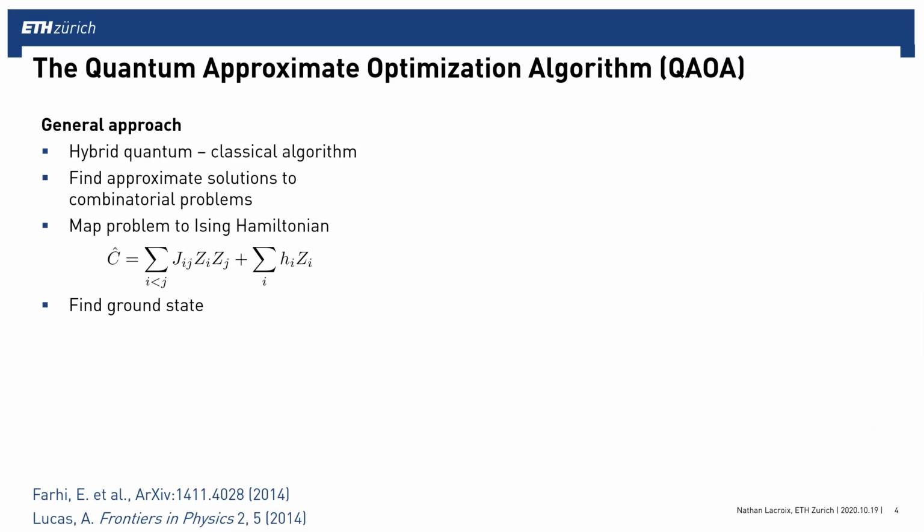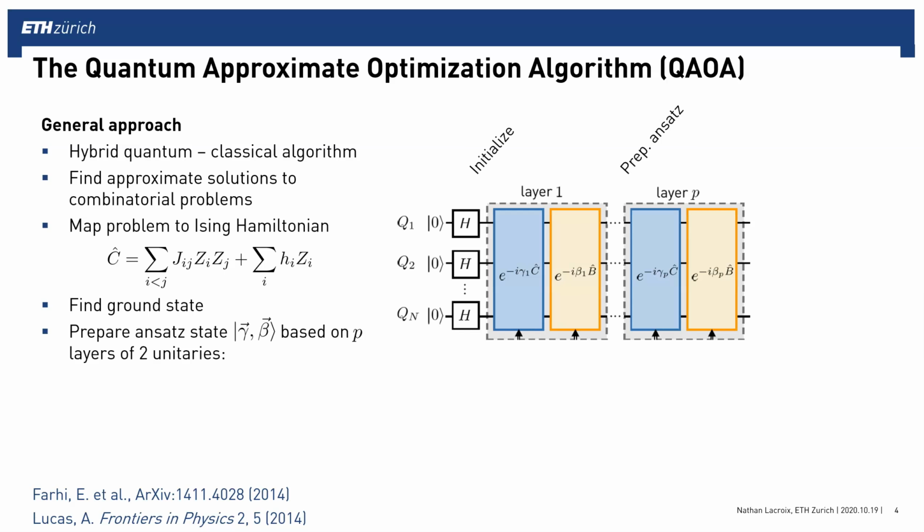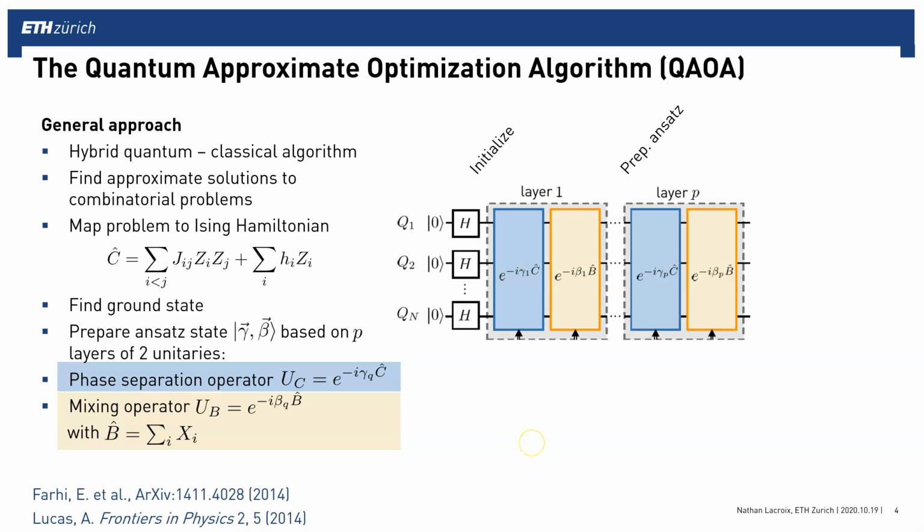It then tries to find the ground state by preparing an ansatz state based on p layers of two alternating unitaries. The first unitary is the phase separation operator, which is a function of the problem Hamiltonian C, and a layer-dependent continuous variational parameter called gamma. The second unitary is a mixing operator UB, which is a function of the mixing Hamiltonian B, which consists of single qubit X rotations, and a variational parameter called beta.